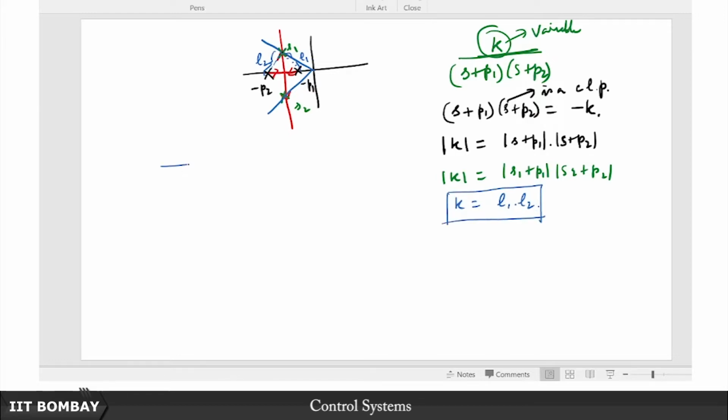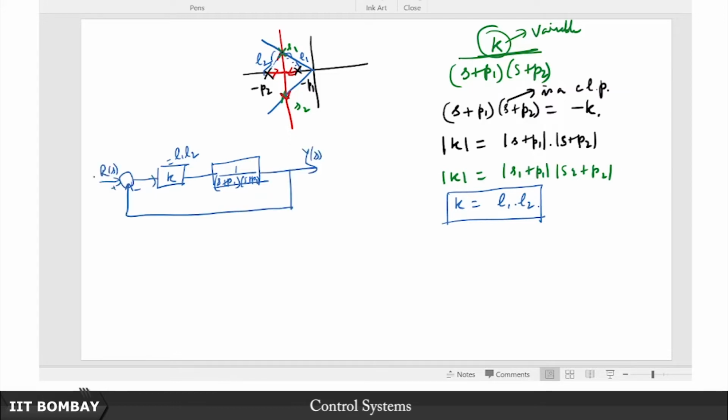So the idea is that we set this gain K equal to L1 times L2 in conjunction with this plant, which is 1 over (S plus P1) times (S plus P2), and then we connect it in a closed loop negative feedback configuration. We can expect that if we apply the step input R(s) equal to 1 by s, then in the output the step response will have exactly the kind of percentage overshoot that we desire, which is given by the zeta level that we've chosen.